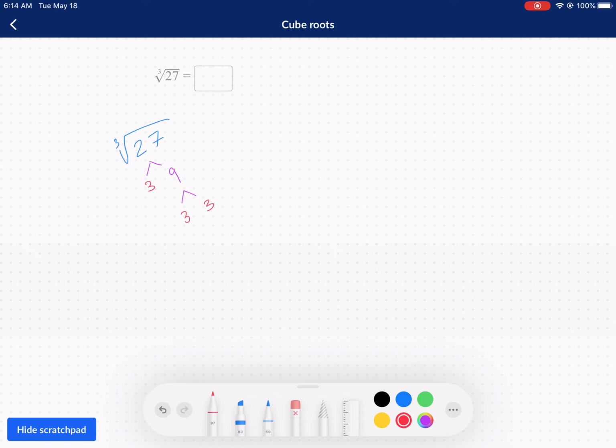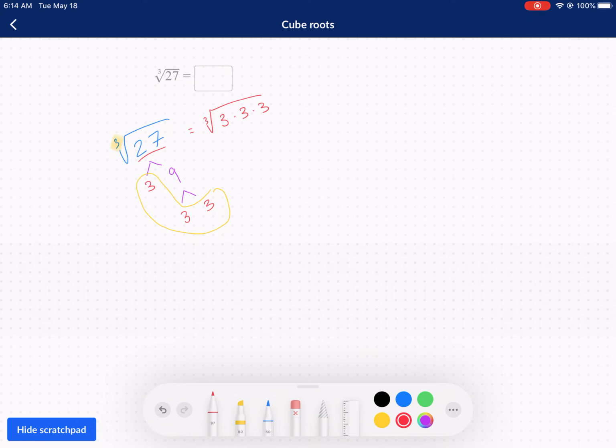Now, with square roots, you circle pairs. With cube roots, okay, I'm going to highlight this actually. With cube roots, you're going to circle triples, okay? We're going to circle triples. So this is equivalent to, and I shouldn't use yellow, it's so hard to see. Let me use red. This is equivalent to the cube root of 3 times 3 times 3, okay? 3 times 3 times 3 is 27. That's why we can write it like that.